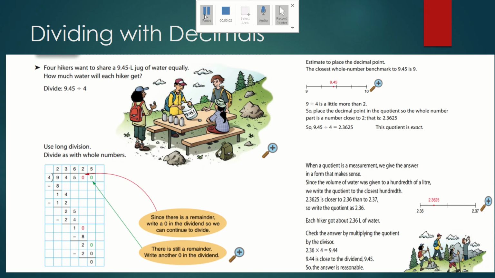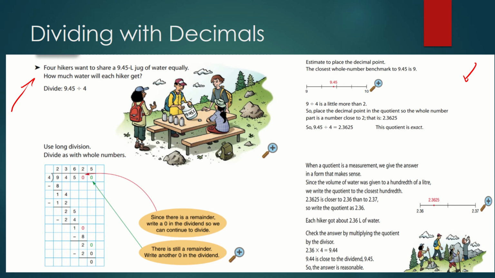Alright, hello grade 6s. This one will be rather quick because it's just a review of what we did the other day in a bit more detail. So the first thing we're going to look at is dividing with decimals. Four hikers want to share a 9.45 liter jug of water equally.